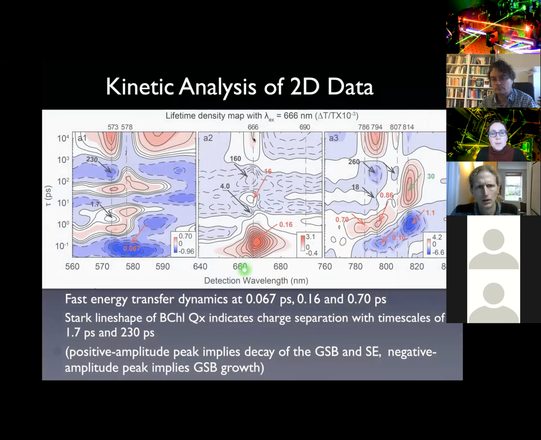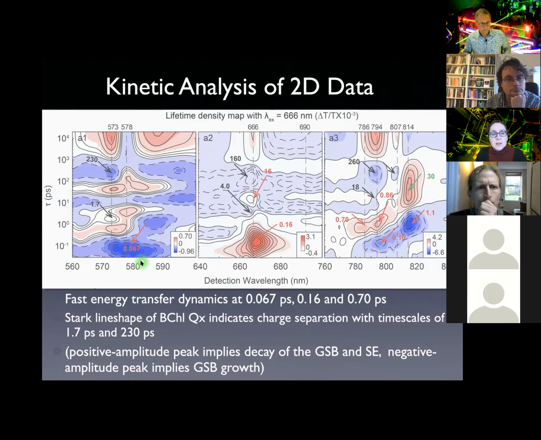So here I'm showing the lifetime density map for excitation of the chlorophyll A pigments. Some of the features that we see are some very rapid initial energy transfer dynamics. And interestingly, we also see, at a couple of different timescales at 1.7 and 230 picoseconds, some features in this region, the bacterial chlorophyll QX region, and we see a sort of Stark-type line shape here.